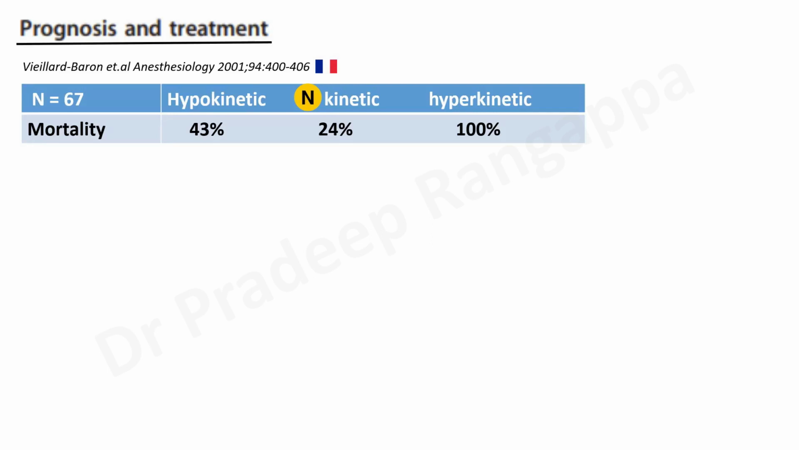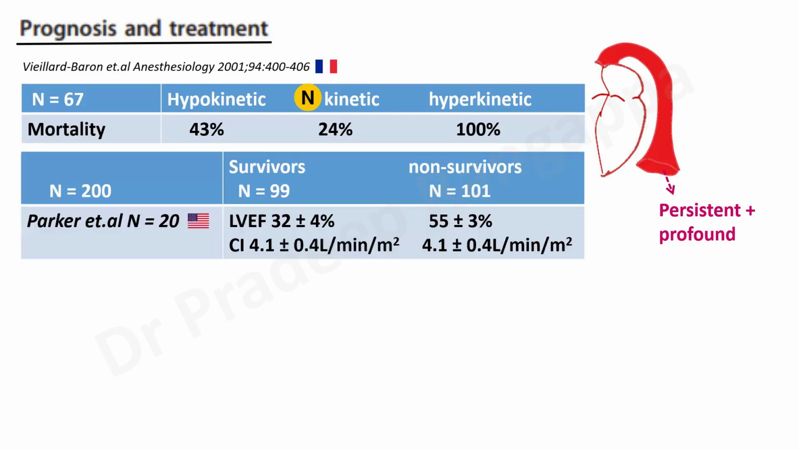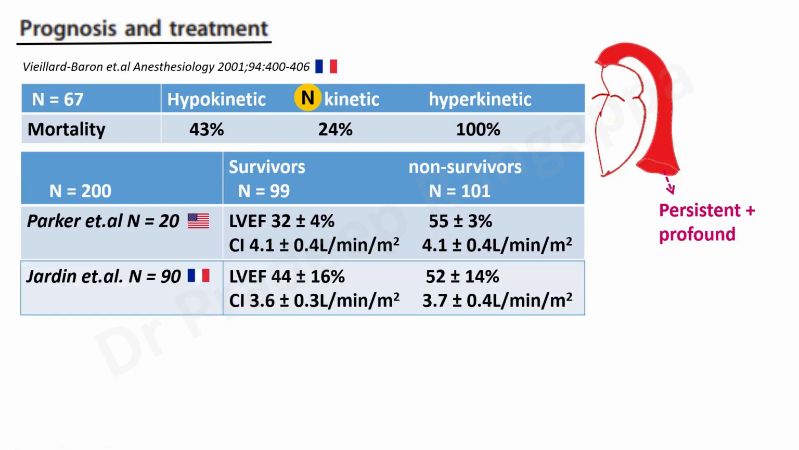And to substantiate it, there are at least 4 to 5 studies. It is shown that if someone has a persistent and profound vasoplegia, they have a much worse outcome. So these are some of the studies. They have done a very beautiful analysis of 200 patients. This is the survivor group and non-survivor group. If you see Parker et al., in the survivor group LV ejection fraction was low as compared to non-survivors where LV ejection fraction was normal, and cardiac index also was better.